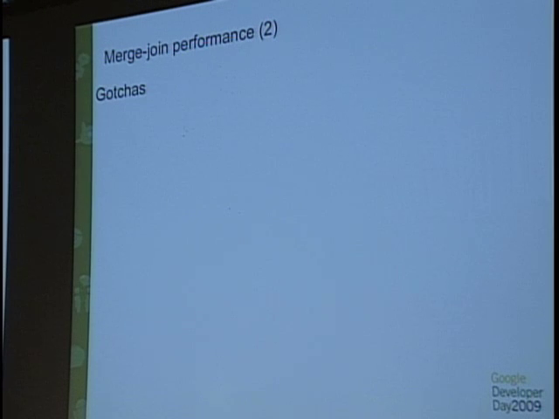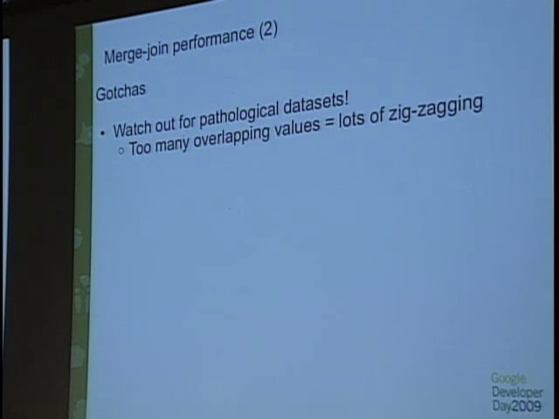There are, of course, a couple of gotchas or things to watch out for with merge joins. We'd like you to watch out for pathological data sets. That means poor data sets that don't work very well. These are ones with too many overlapping values. You saw the zigzag. If we have to zigzag, zigzag, and we keep going back and forth between many result sets, that may take a lot of effort, a lot of CPU time, and won't work very well. So you have to watch out for that.